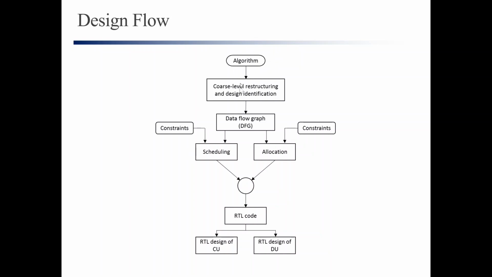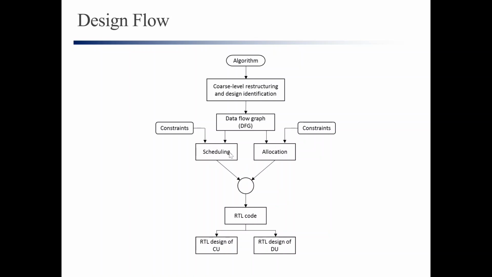We have the algorithm, and we convert or translate the algorithm into the DFG, and we have done the scheduling and allocation. But in last week's example, we haven't applied any constraint to our design yet. So today we will look at how to apply the constraint to the design.